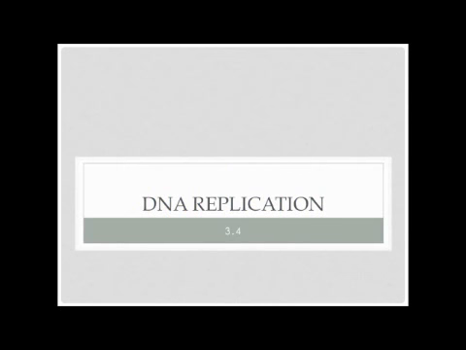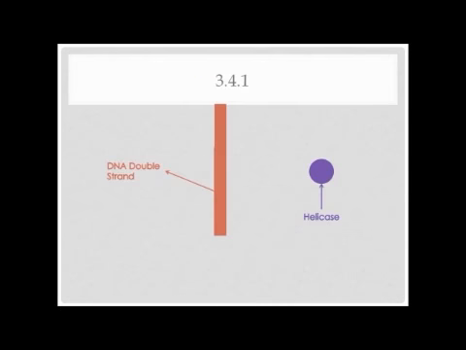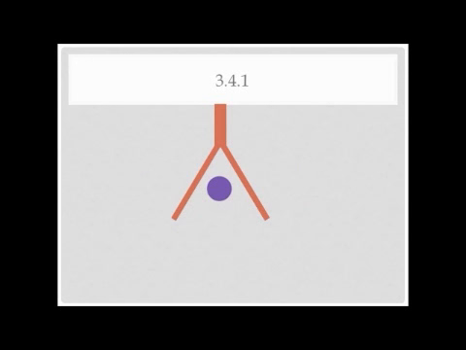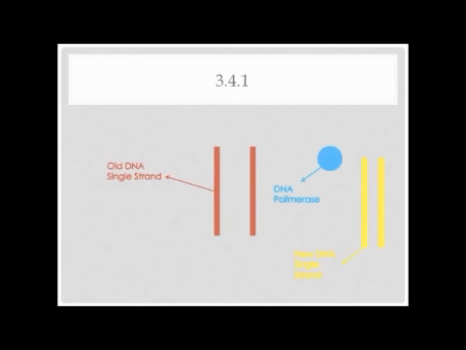DNA replication. What is DNA replication? Well, it is when an old DNA double helix breaks down to form a new DNA double helix. For the first part of this process, a DNA double strand and a helicase molecule are needed. The double helix unwinds and the helicase molecule proceeds to separate the 2 strands.